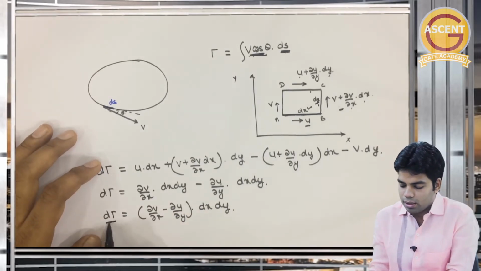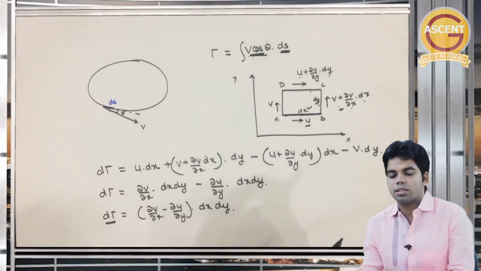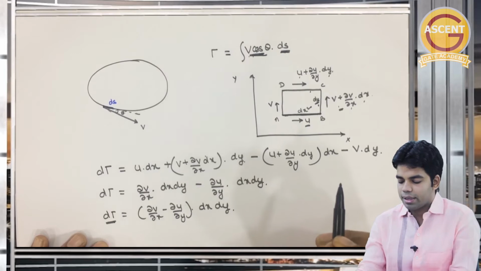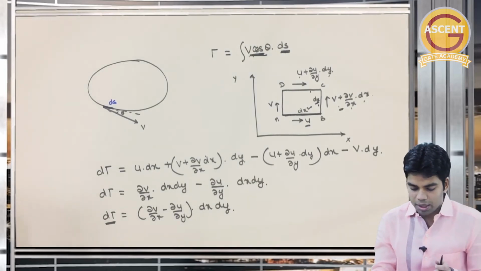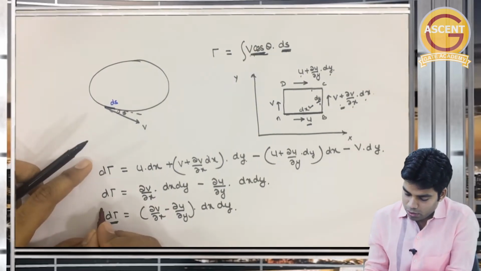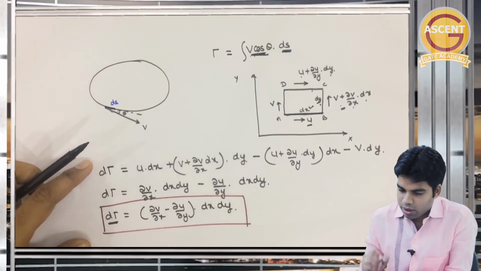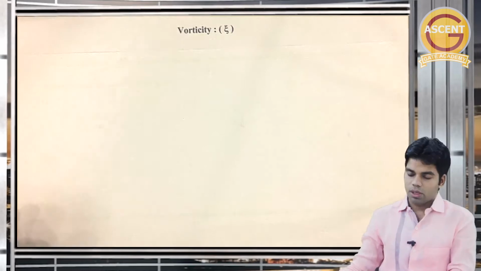Okay, where this d gamma is equal to differential circulation around the rectangular element of enclosed area dx dy. Okay, so this is how we can determine this circulation around the closed curve. Okay, this is for the rectangular element. Getting this now? Okay, next is the vorticity.